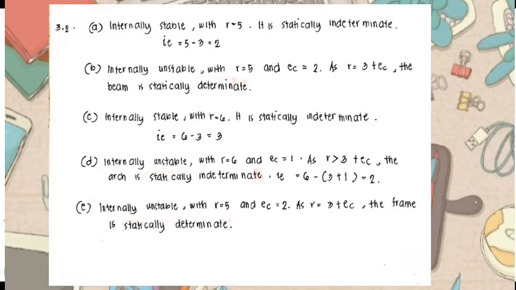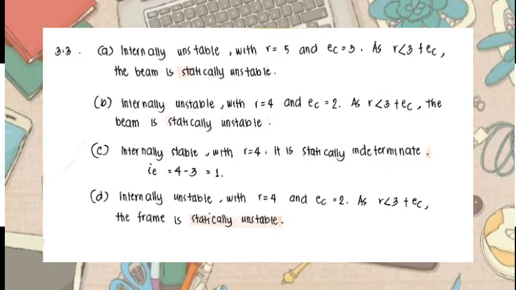Letter E, internally unstable with reaction equal to 5, and the equation of condition equal to 2. So the frame shows statically determinate. 3.3, letter A, internally unstable with reaction equal to 5, and equation of condition equal to 3. So the beam is statically unstable.